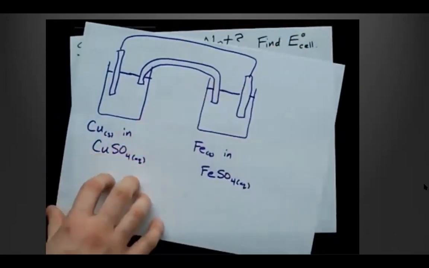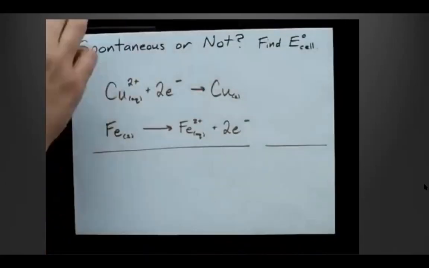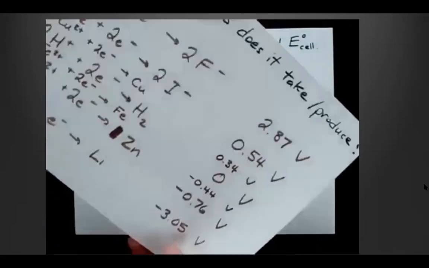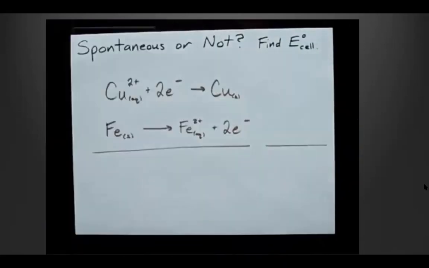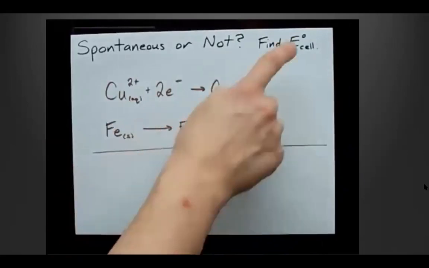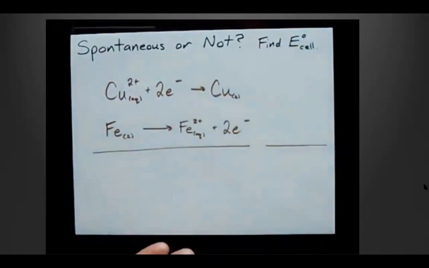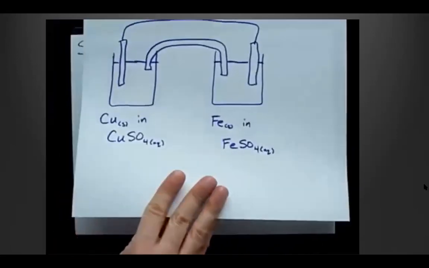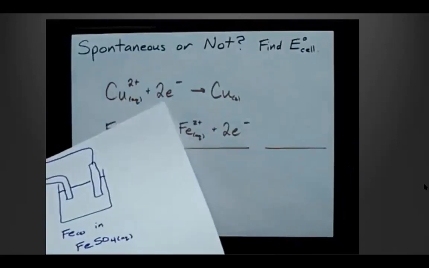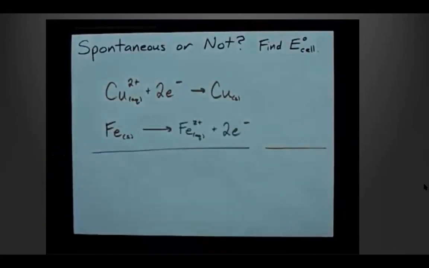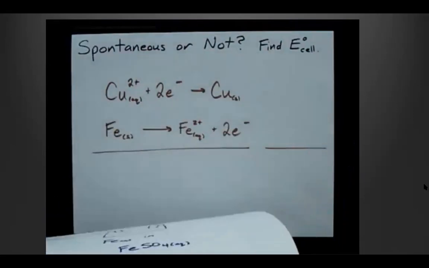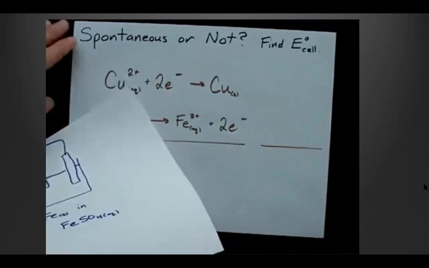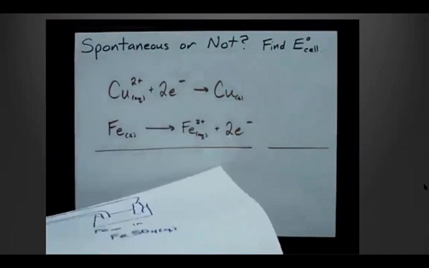And we do that by writing down the half reactions that we think are going to happen, looking them up in a table of reduction potentials, and then adding them together to see what value we get for E naught cell. Let's try this one. I'm going to assume in this case that the copper gains electrons to make solid copper, and that the iron loses electrons to become iron 2+. This is a reduction. This is an oxidation.